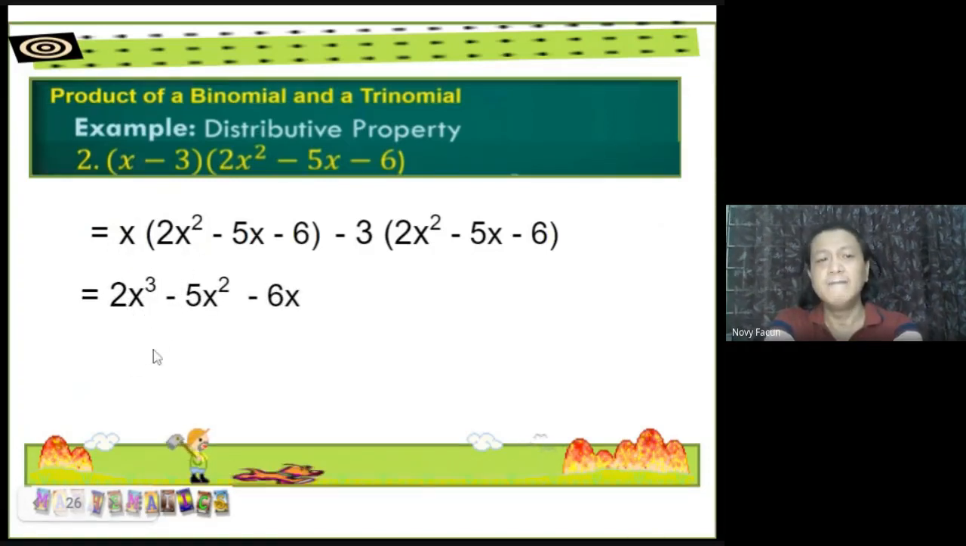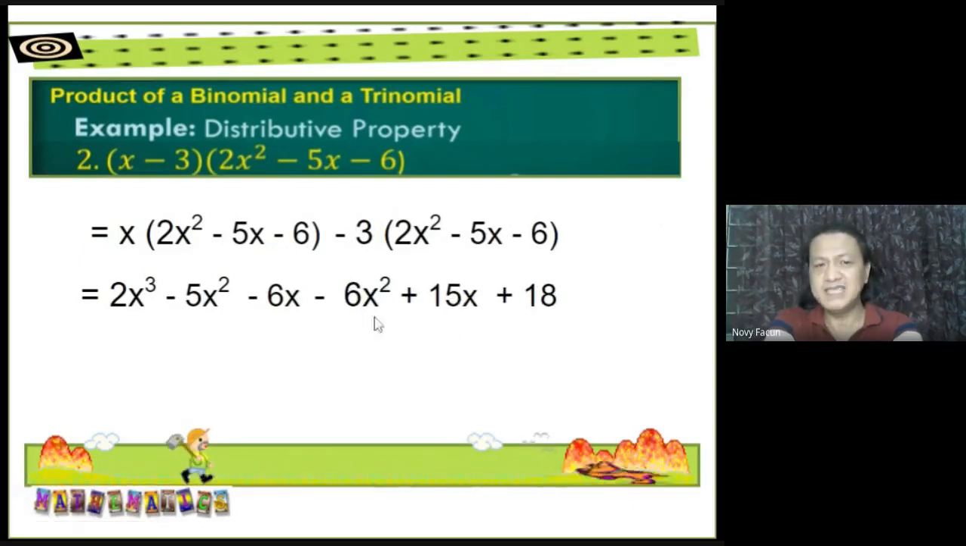Nanggaling siya dito. Sa 2x, 2 times 2x squared, kaya naging 2x cubed. Dito naman, x times negative 5x, kaya naging negative 5x squared. Dito naman, x times negative 6, that will become negative 6x. Dito naman, we have distribute negative 3 dito sa trinomial, kaya magiging negative 6x squared, minultiply natin dito. And dito naman sa negative 5x sa negative 3, that will become positive. Take note of the same sign become positive in multiplication of integers. Remember, and negative 3 times negative 6, that will become positive 18.